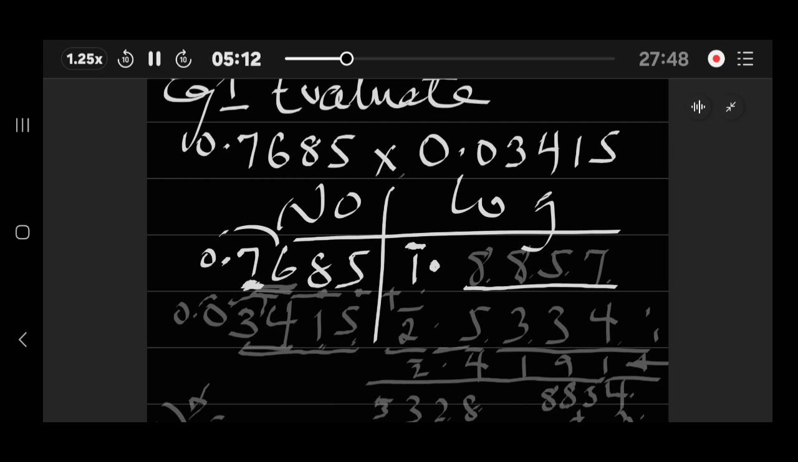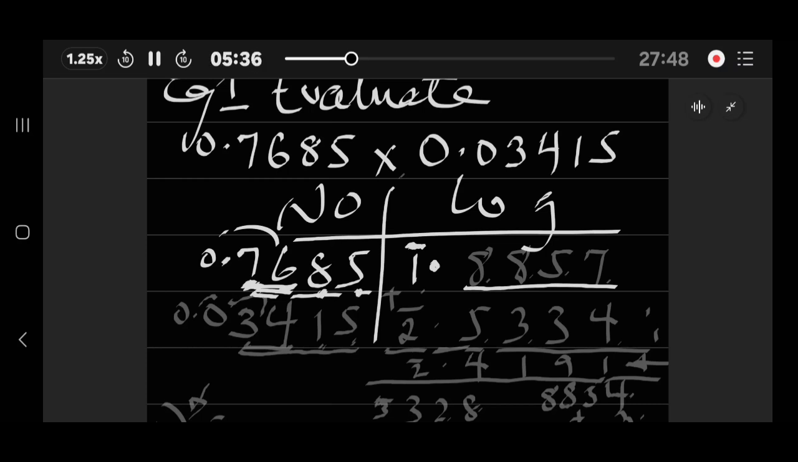I will call it the mantissa. So let's check this number from the 4-figure table. Now the 4-figure table, just as it is explained in SS1, is the same thing. You will check 76 under 8, 76 under 8, difference of 5.